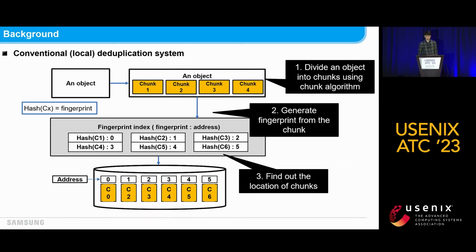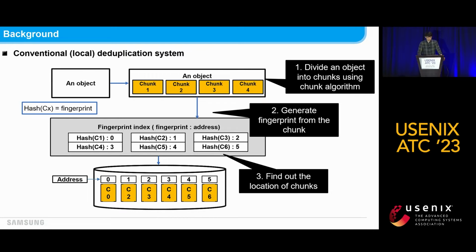Before we go any further, I'd like to explain the background of the conventional deduplication system. Deduplication is a well-known technique for data reduction. It eliminates excessive copies of data. In a dedup system, as shown in this figure, the input data, denoted by an object, is divided into several chunks using a chunking algorithm. The system then generates the fingerprint value from the data.